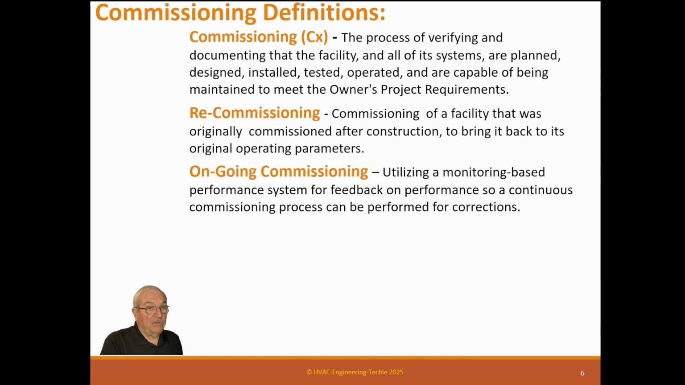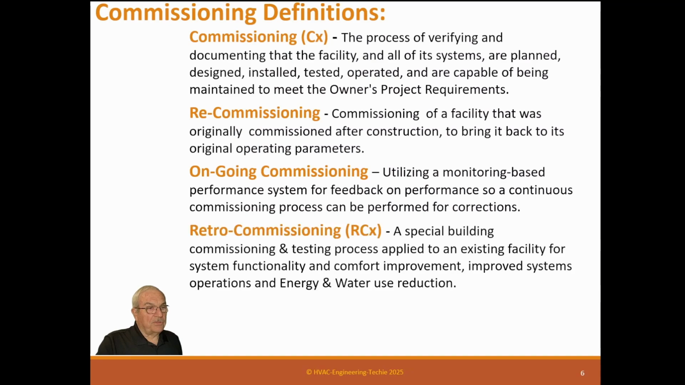Ongoing commissioning: utilizing a monitoring-based performance system for feedback on performance, so a continuous commissioning process can be performed for corrections. This is a great process, but it's not retrocommissioning. Before you do ongoing commissioning, you need to retrocommission the building first to make sure it's working as best it can, and then go on. Because what this is about is keeping persistence in the building, to keep it working as well as it was. And it will even help you make it work better, but it's not retrocommissioning.